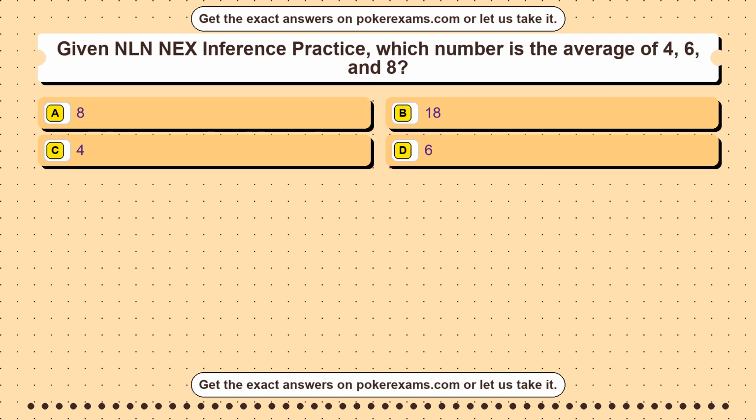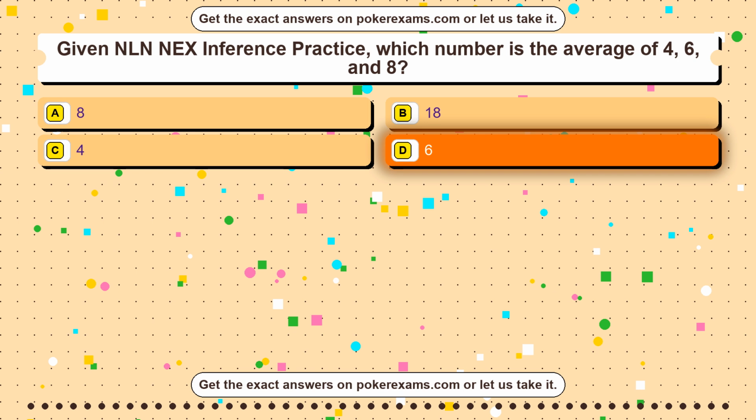Question 38. Given get graphs and data practice, which amendment protects freedom of speech? Option A. Second Amendment. Option B. Fifth Amendment. Option C. 10th Amendment. Option D. First Amendment. The correct answer is option D.